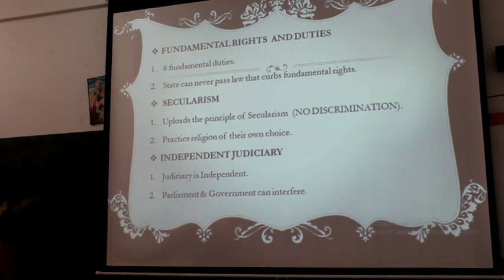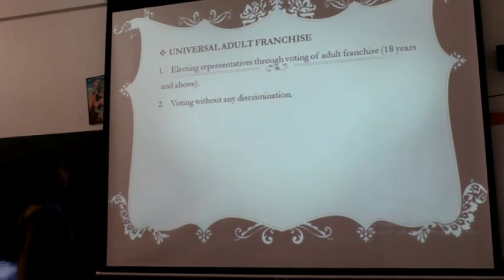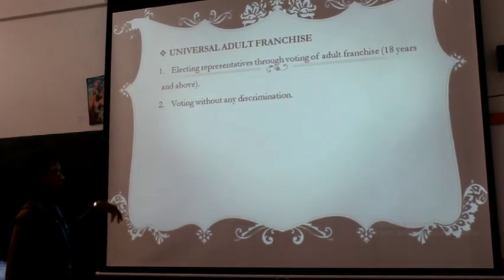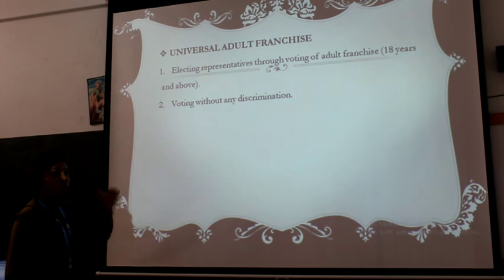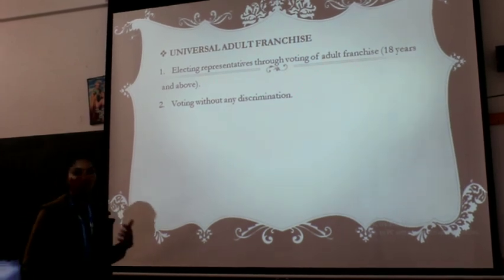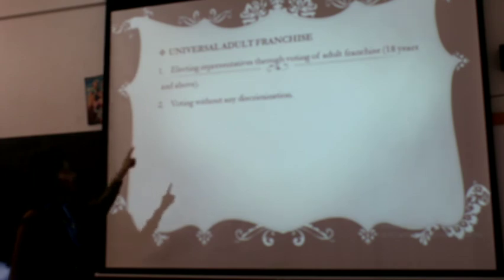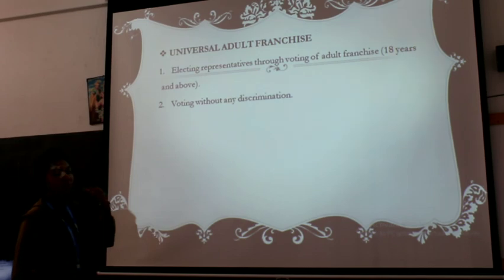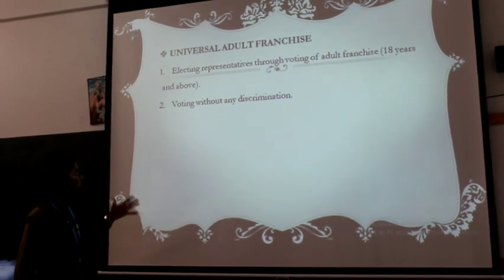Okay. The next one is universal. This is the last topic in this lesson. Universal adult franchise. This is nothing but voting. You have the right to cast your vote from 18 years and above. Electing representatives through voting of adult franchise, 18 years and above. So you have the right to vote. Okay, from 18 years and above.